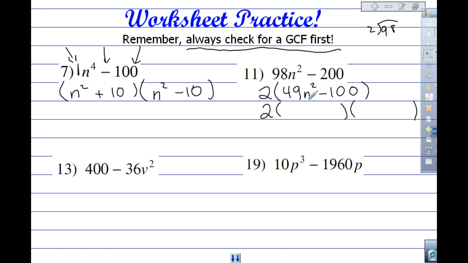So you're always looking for these numbers, and in some sense you're looking for multiples. So you know 49 is, and now you know, well, if you see a 98, that's the same as 49 times 2, so that still might work. So 49n squared, we have 7n and 7n. 100, we have 10 and 10. And then one's positive, one's negative.